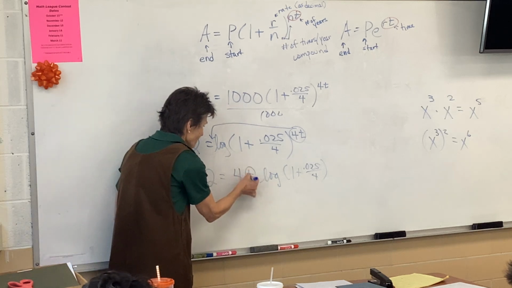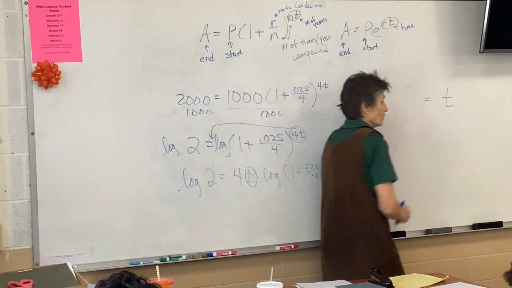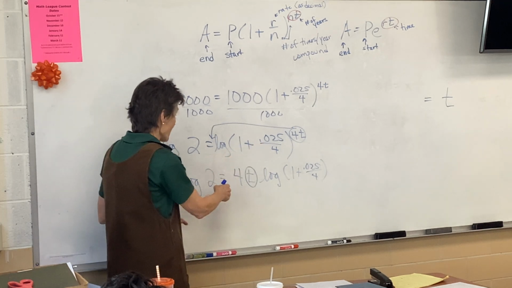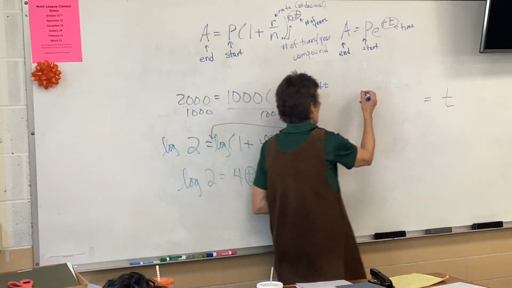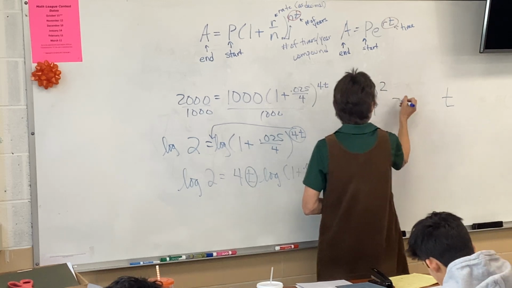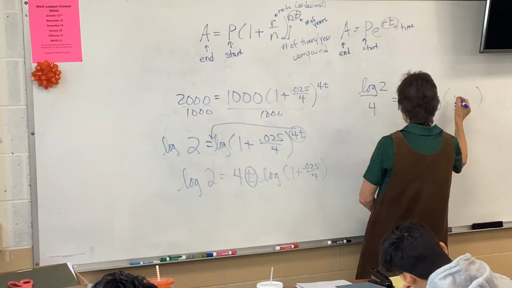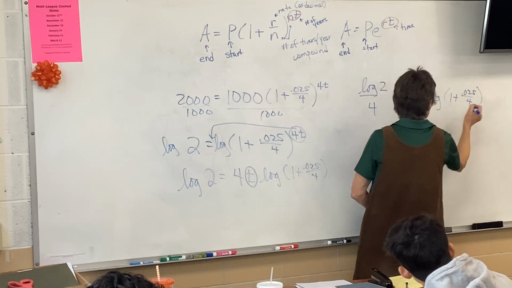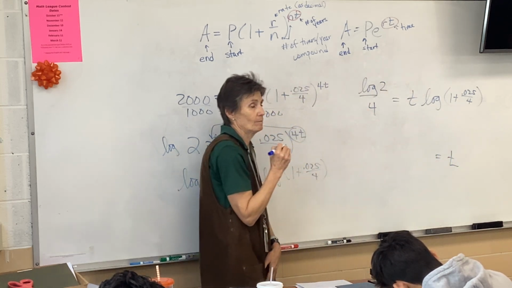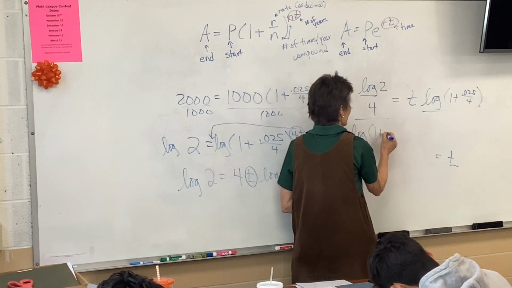All right, this is what I'm solving for. Ultimately, I want to know what t equals. So I'm going to divide, maybe by 4. So I'm going to have log 2 divided by 4 equal to t log this thing. Now, again, I'm not going to go to the calculator just yet. I want to get t by itself, so what do I need to do now? Divide by log, divide by all of that. Oh, wait, this is not going to be bad at all.